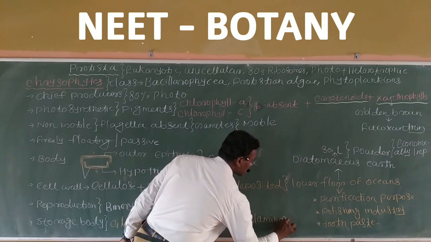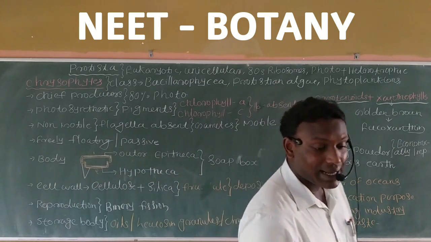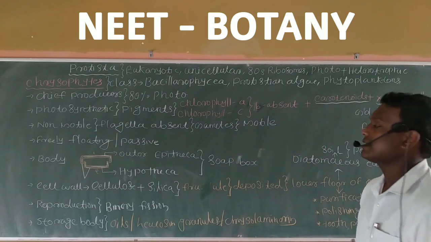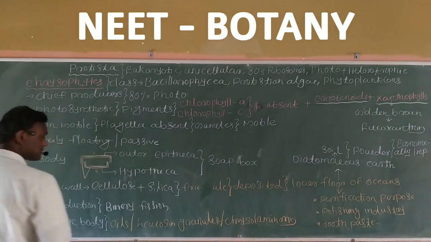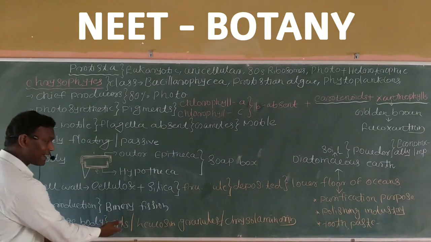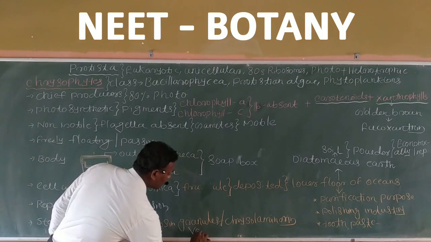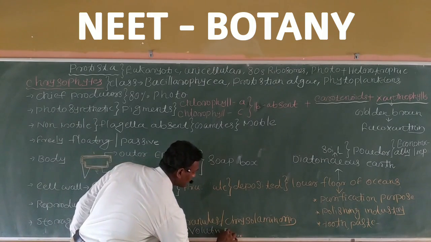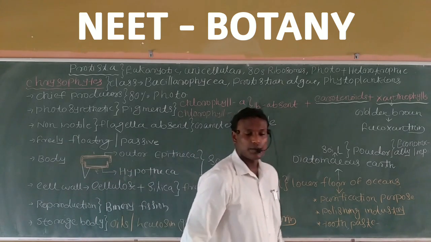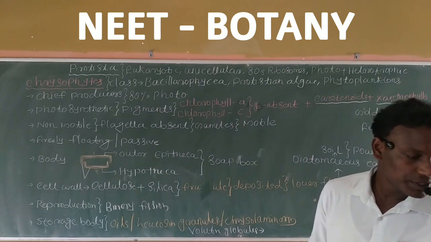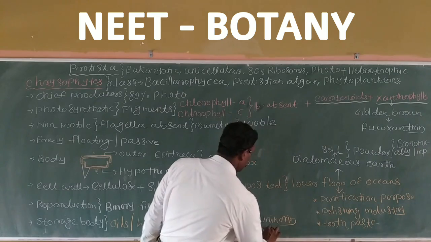chrysolaminarin. Here, glucose granules are a compound of polysaccharides. Oil and fat plus protein compound are called volutin globules. Volutin globules are a compound of protein.